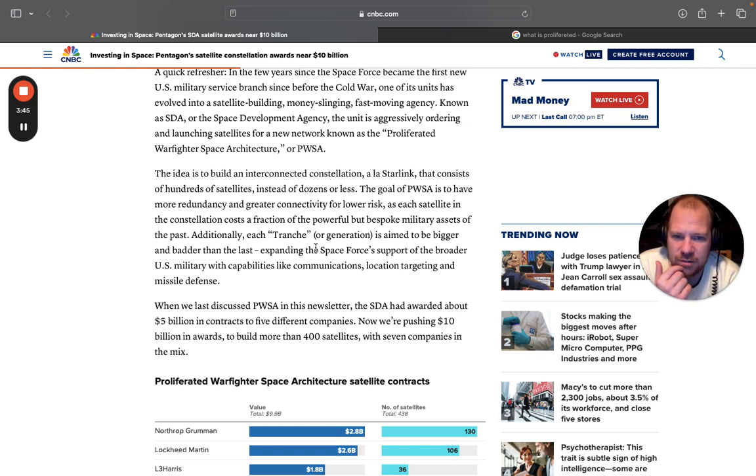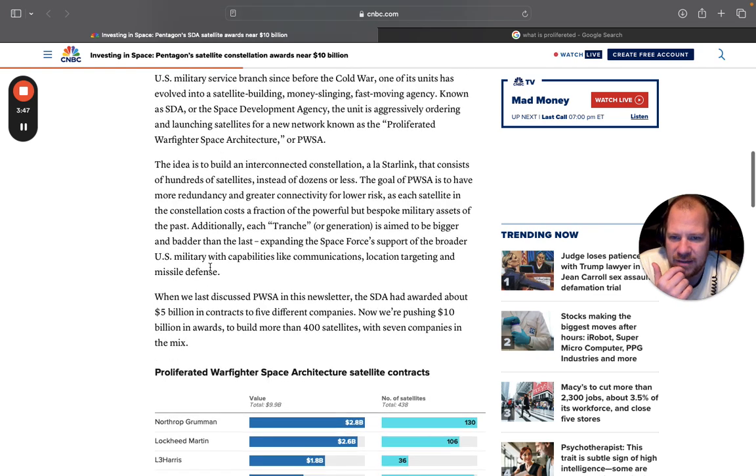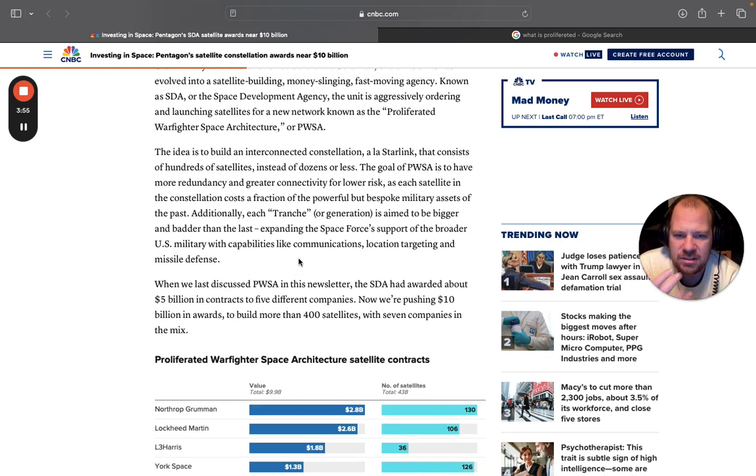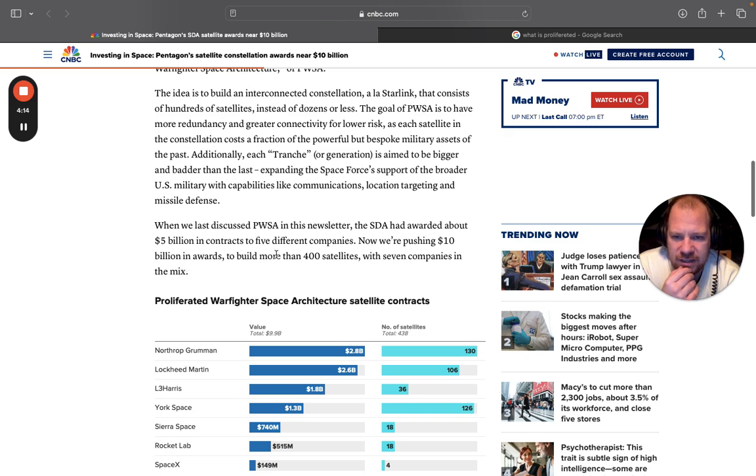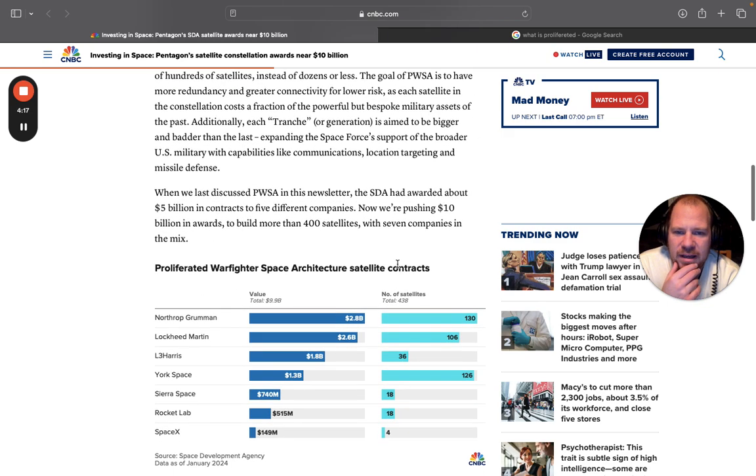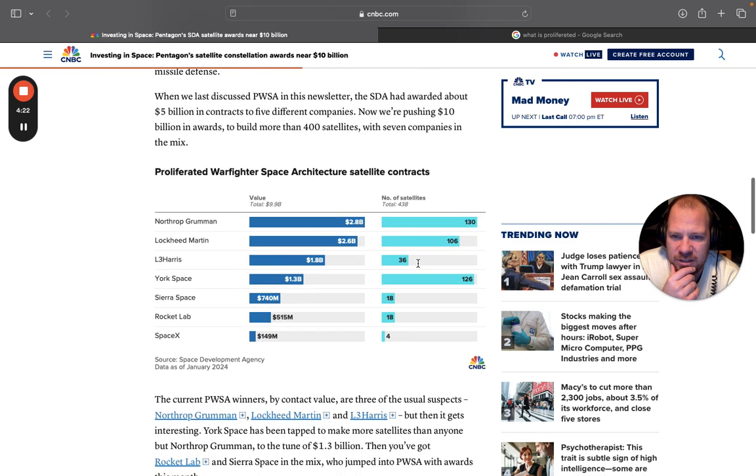Additionally, each tranche or generation is aimed to be bigger and better than the last, expanding the Space Force's support of the broader US military with capabilities like communications, location targeting, and missile defense. So we are currently at tranche 2. This is where Rocket Lab also won a contract, and there is future tranches coming. When we last discussed the PWSA in this newsletter, the SDA had awarded about $5 billion in contracts to five different companies. Now we're pushing $10 billion in awards and more than 400 satellites with seven companies in the mix.